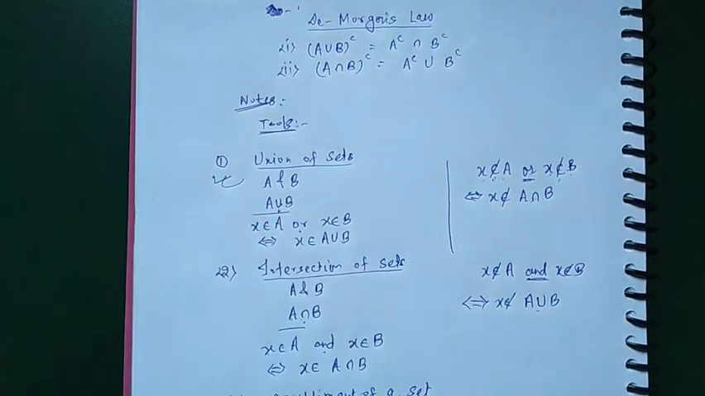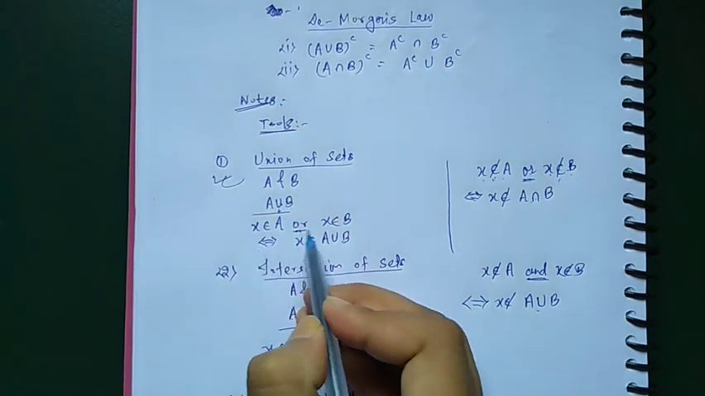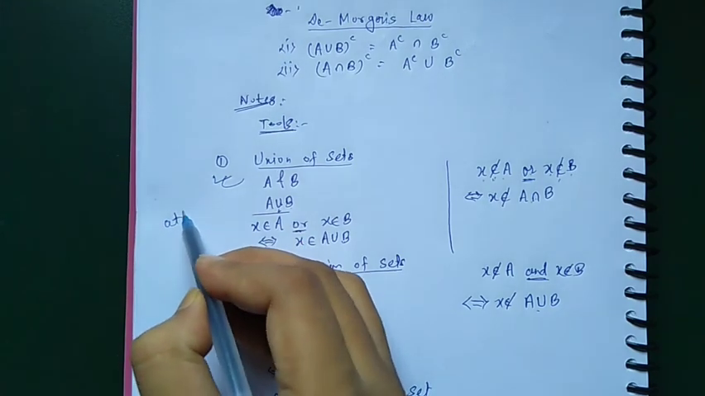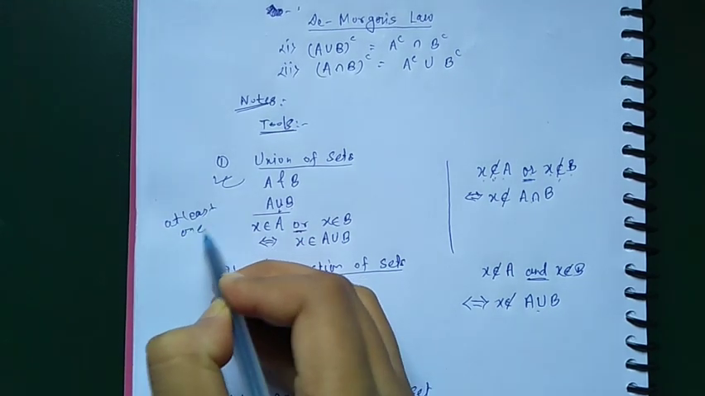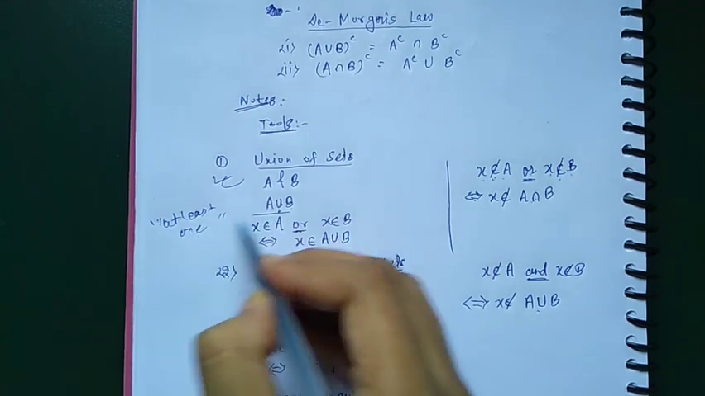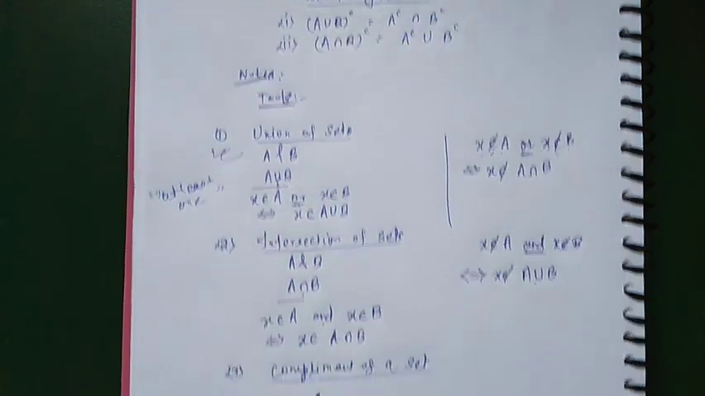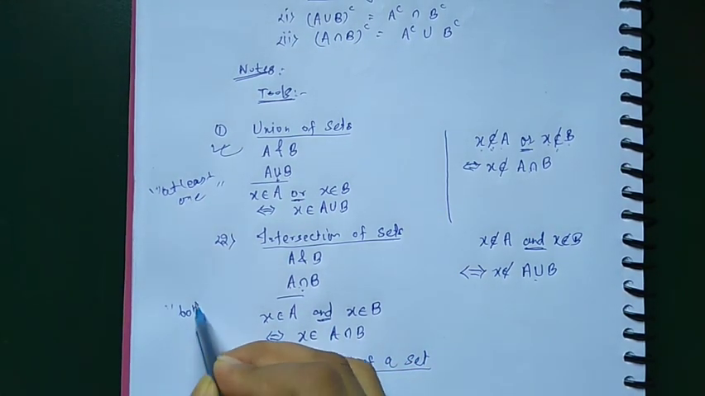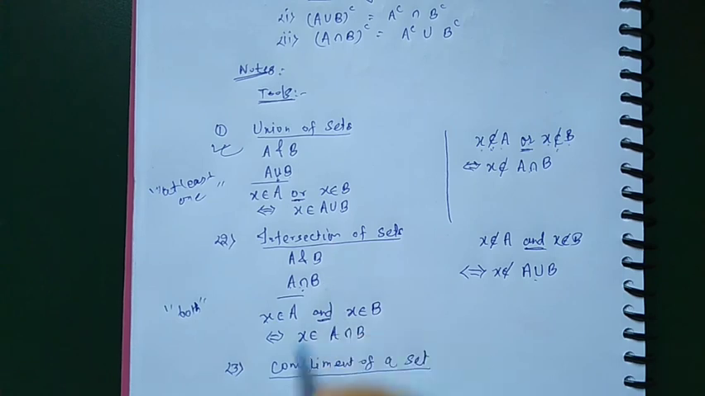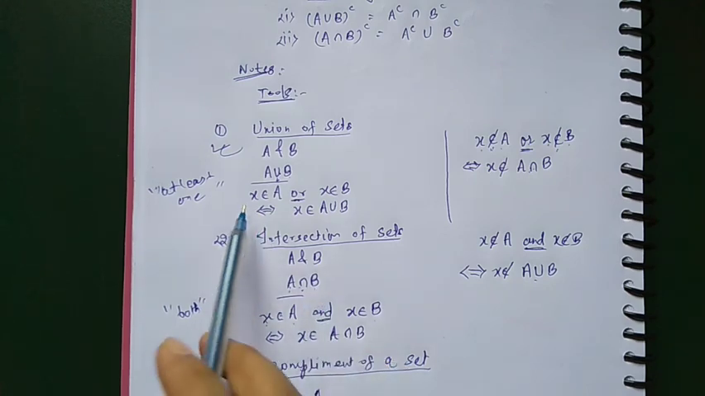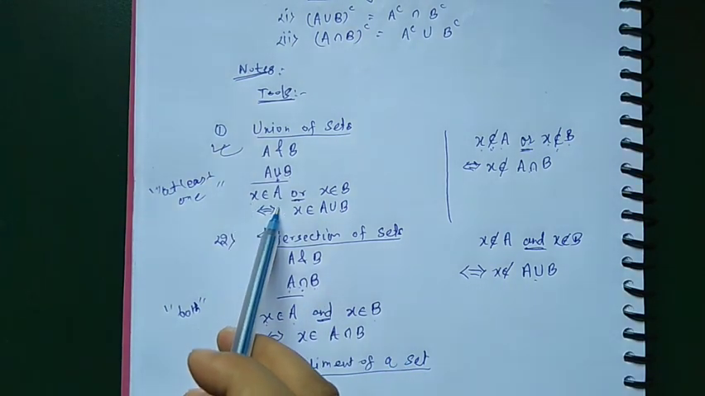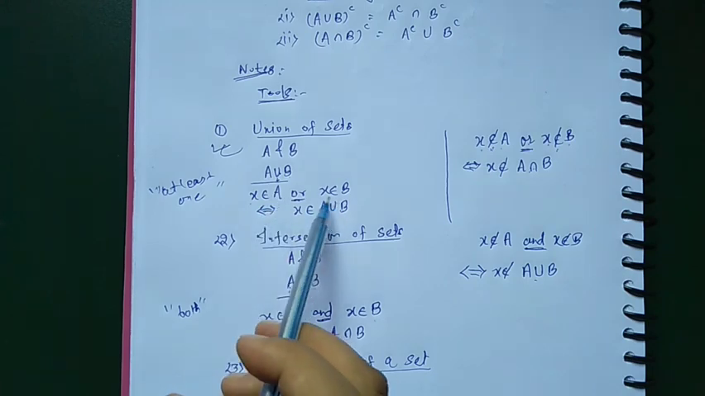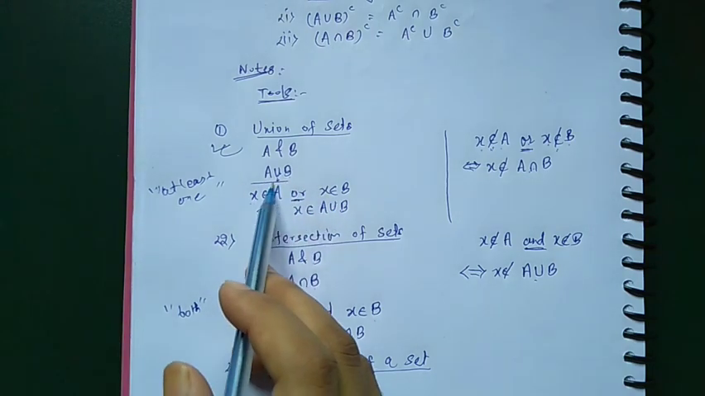Also in this tool number 1, if in the place of OR we see at least one, then also we will use the union. And in this tool number 2, in the place of AND we see both, the term both, then also we will use intersection, which means that if any element X belongs to set A and B both, then we will use A intersection B. Similarly for here also, if any element X belongs to at least one of the sets A and B, then we will use A union B. X belongs to A union B.